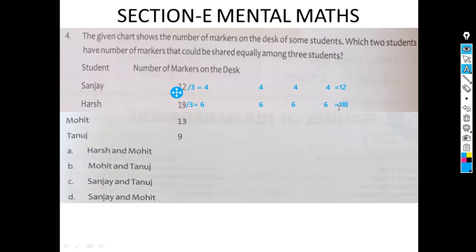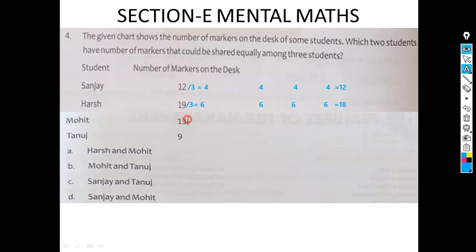But if we find out the sum of 6 plus 6 plus 6, it makes 18. This means if Harsh distributes 6 markers to each of the students, then yes, he is able to distribute equal markers. But if we look at the total number of markers that Harsh has, that is 19. This means Harsh has one more marker, so that can be given to one of these students. So one of the students will have 7 markers instead of 6. So Harsh is not our required answer among the 2 students.